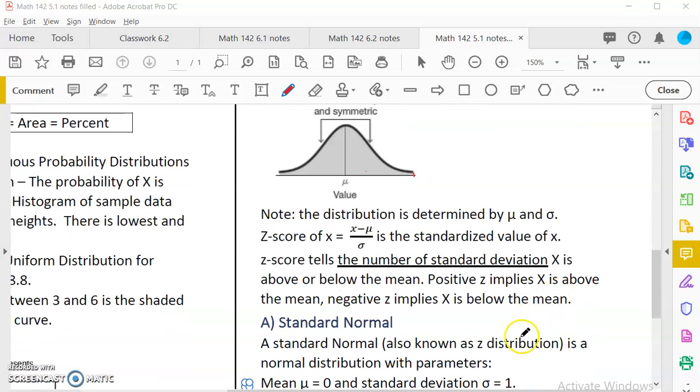If we calculate the z-score of any x, what's a z-score? Z-score is the standardized value of x. So anytime you have an x value that is normally distributed, or actually any number that is normally distributed, you can calculate the z-score, which is how far away that x value is from mu, divided by sigma. And it immediately tells you the number of standard deviations that x is below or above the mean.